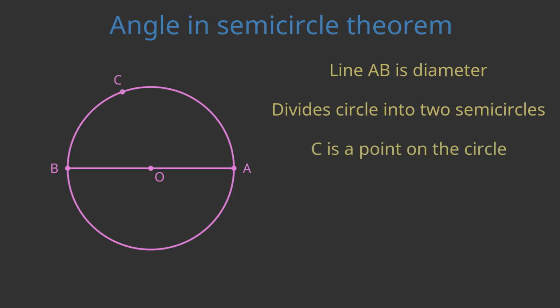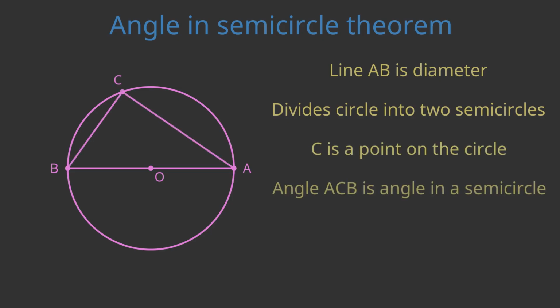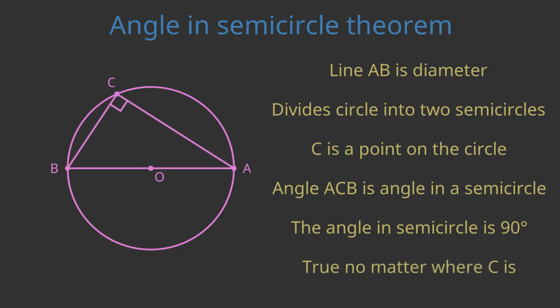C is a point on the circle. The angle ACB is called the angle in a semicircle. According to the theorem, the angle in a semicircle is 90 degrees. That is true no matter where C is on the circle.